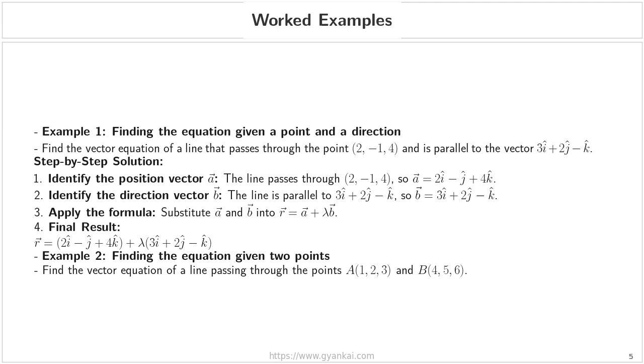Now let's look at a slightly different scenario in our second example. In this case, we aren't given a direction vector directly. Instead, we are given two points, point A at (1, 2, 3), and point B at (4, 5, 6).